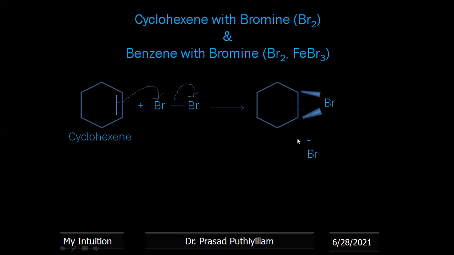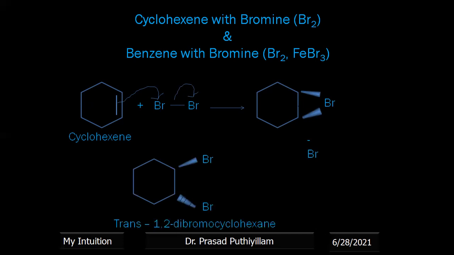So now this Br minus can attack from the backside of the plane of this molecule, and the backside attack finally results in the compound trans 1,2-dibromocyclohexane. Here this particular bromine is away from us, and this particular bromine is towards us or near to us. So this is about cyclohexene.